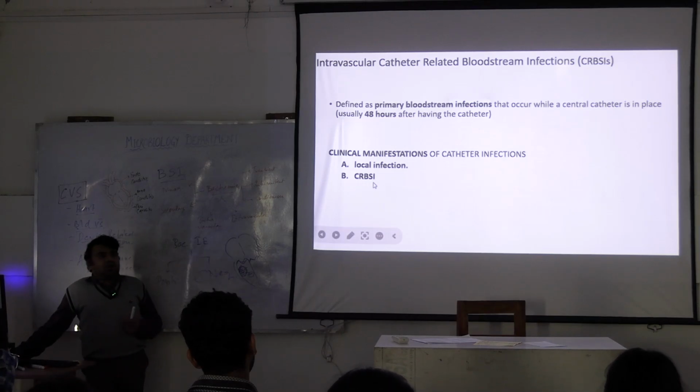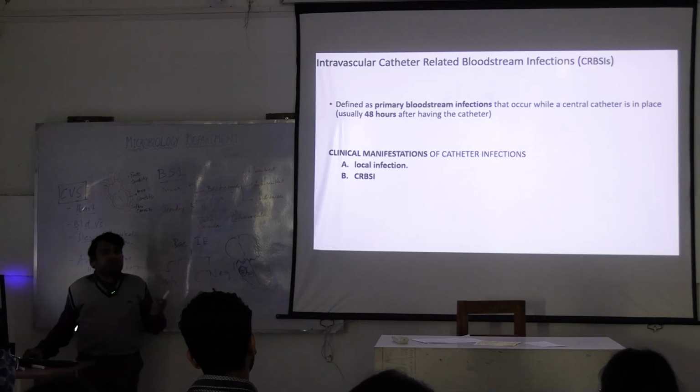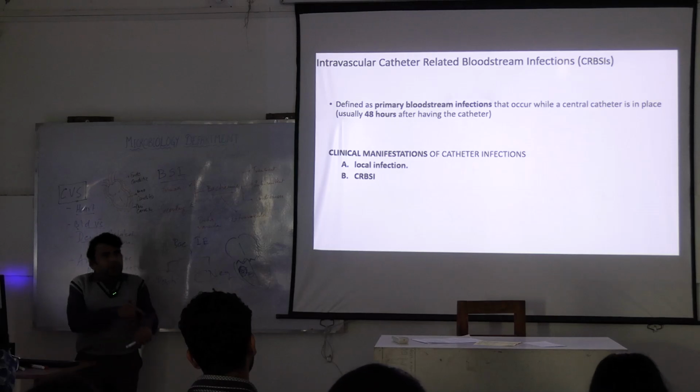So the infection outcome, what can it be? Either local infection or bloodstream infection. Because this is catheter related, it is called catheter related bloodstream infection. Local infection, what can it be? Phlebitis, exit site or tunnel infection.